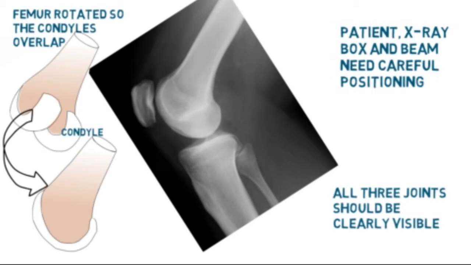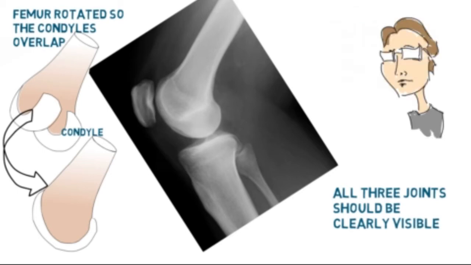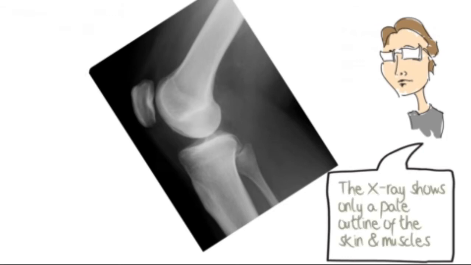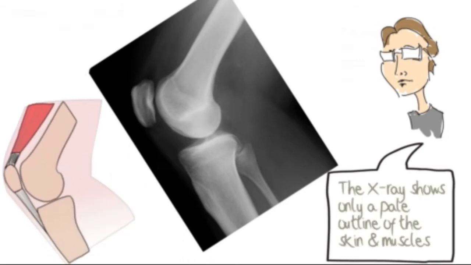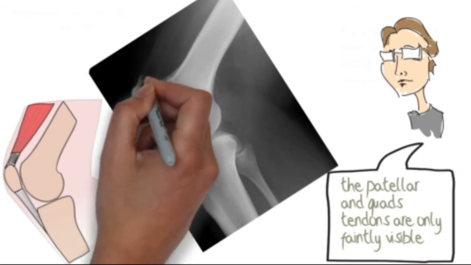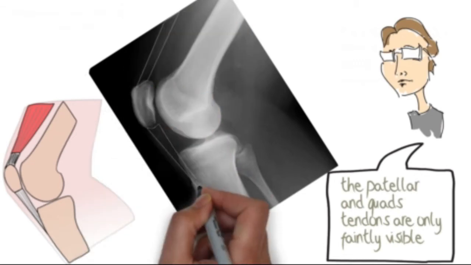So let's have a look at this view in a bit more detail and see what we can deduce. You can see in this particular picture a very vague outline of the skin and muscles, but you can't really tell anything useful about them. Sometimes one can deduce a little bit, but it's really not of any great value. MRI scan is much better.